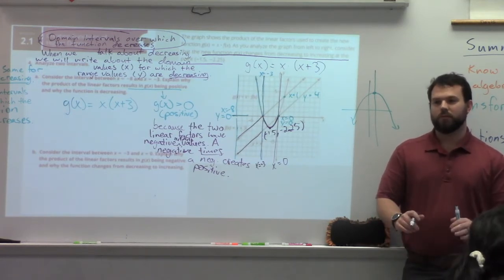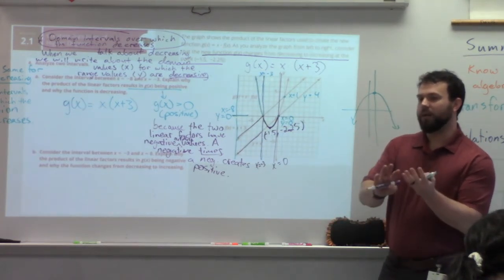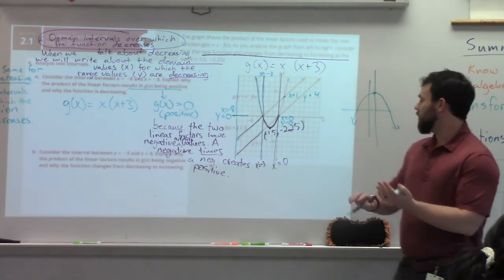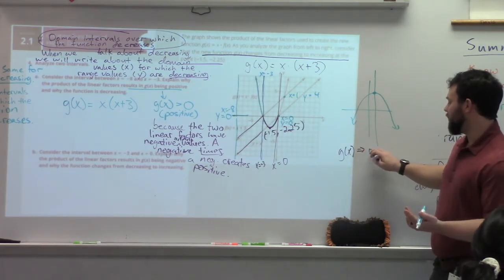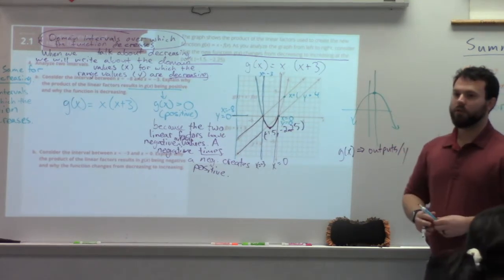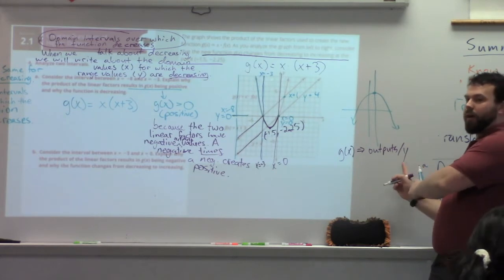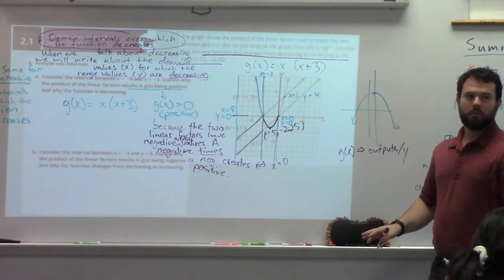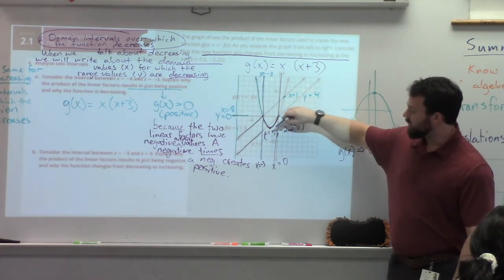G of x is just like f of x. Why? So remember, and I say it that way because I need you to pay attention, Omar. G of x, we've said this a few times, is my set of outputs or y values. So when I talk about g of x specifically, I'm talking about the y.